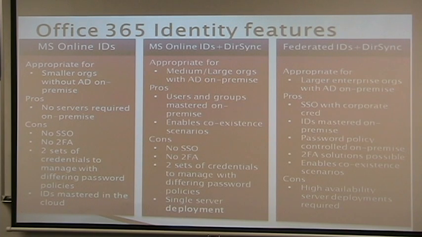What are these? Are these options to buy? No, these are deployment scenarios. Basically, how they do their authentication is going to fall into one of these three categories. Okay. They have to pick one.